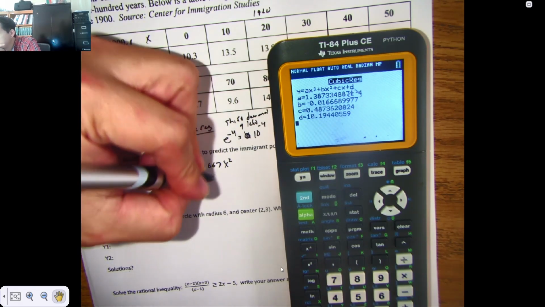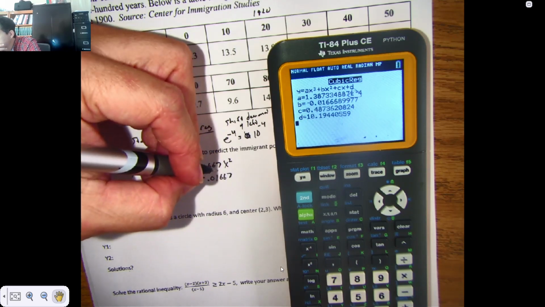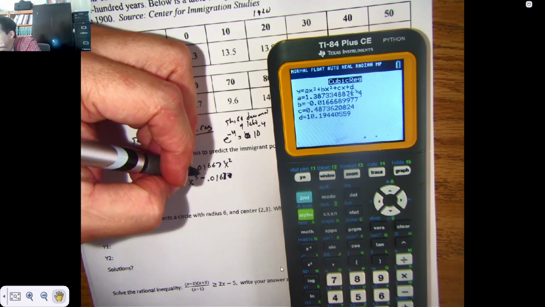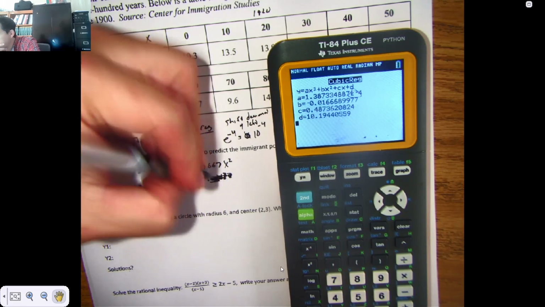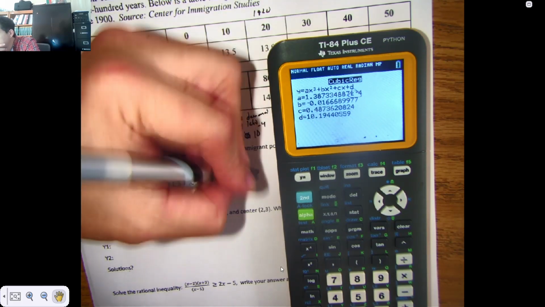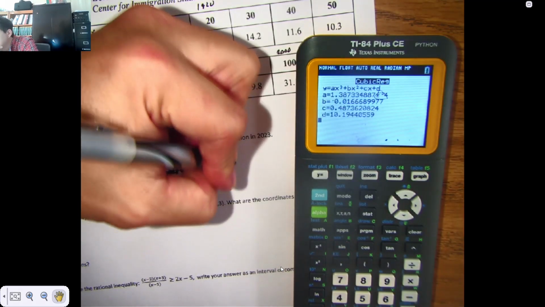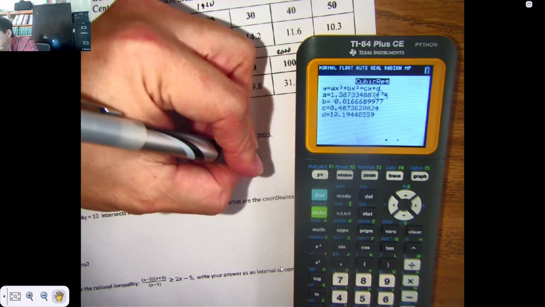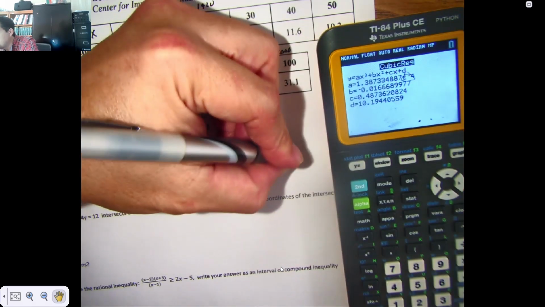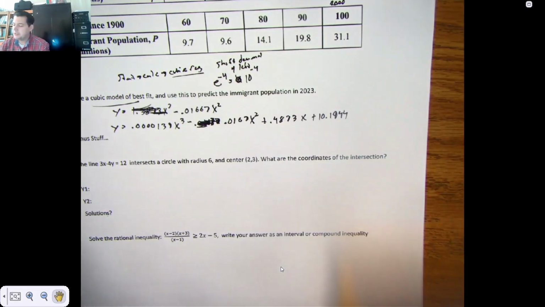Minus 0.01667. I don't need that one there. I need that to be a 7. Just erase that. I am way too tired to even write today. 0.0167 x to the second plus 0.4873 x plus 10.1944. So there is a model of immigration in this country.